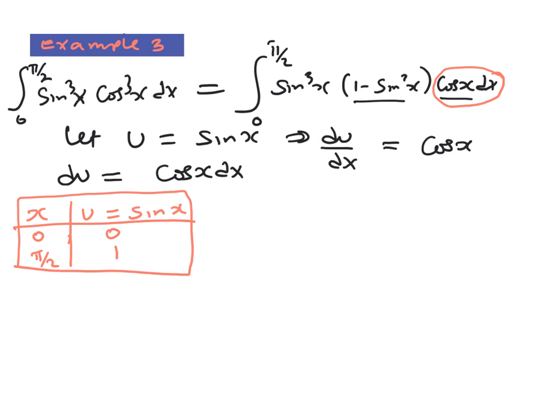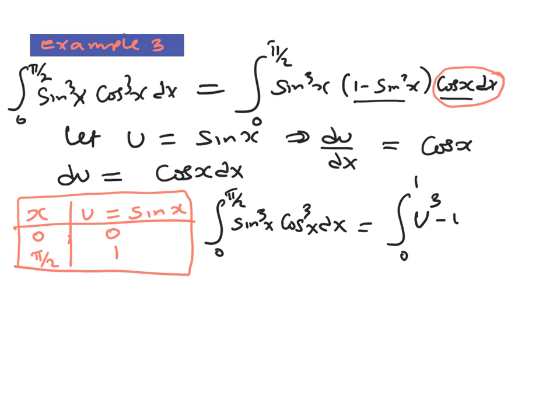So it means that our integral from 0 to pi over 2 of sine cubed x cos cubed x dx is now changing from 0 to 1. Remember u is sine x, so this is u cubed minus u to power 5, multiplying the sines, then by du, because cos of x dx is du. So what do we get?